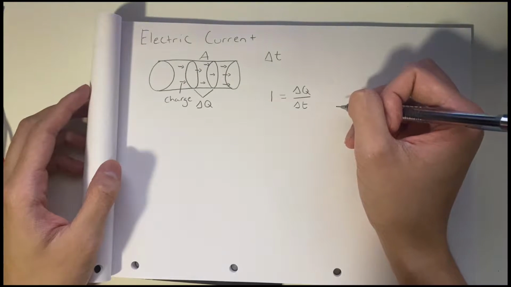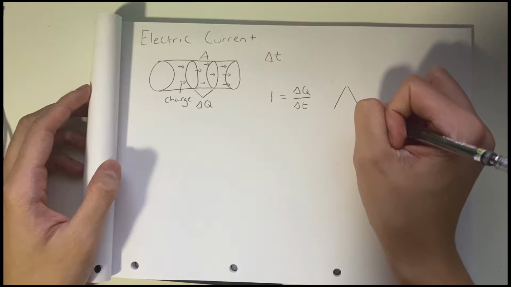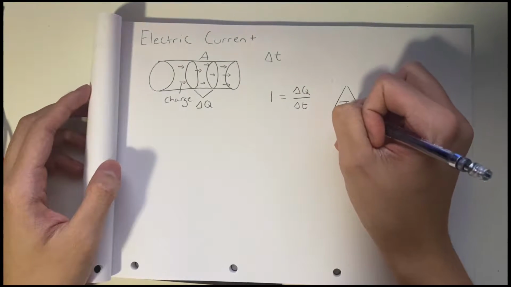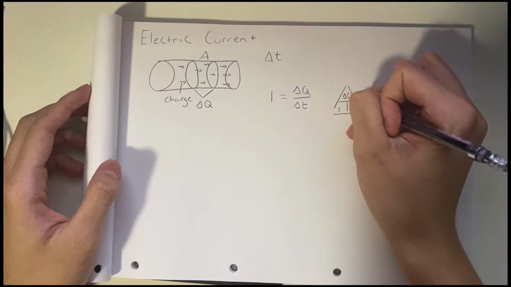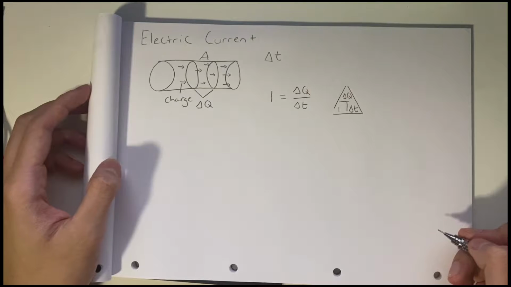To easily remember this, we can make this triangle. So I goes here, delta Q goes here, delta T goes right here. This is how we will easily remember it.